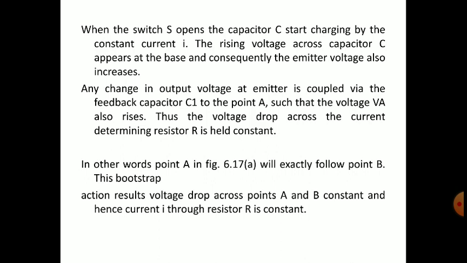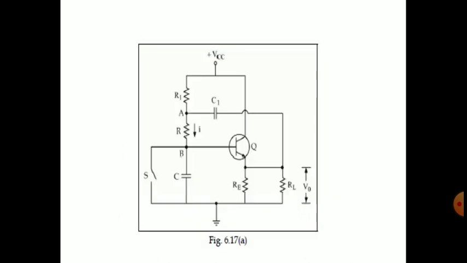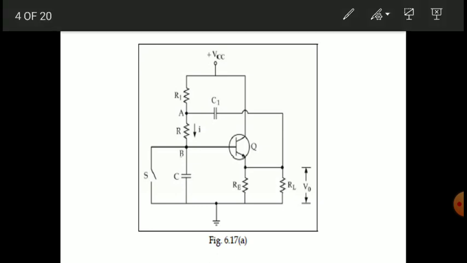The voltage drop across the current determining resistor R will be held constant. Though VA increases, because of that the capacitor voltage also increases, which will drive the transistor and increase the voltage across the emitter resistor, which will increase the voltage across this load resistor. Then the voltage at point A will change accordingly.